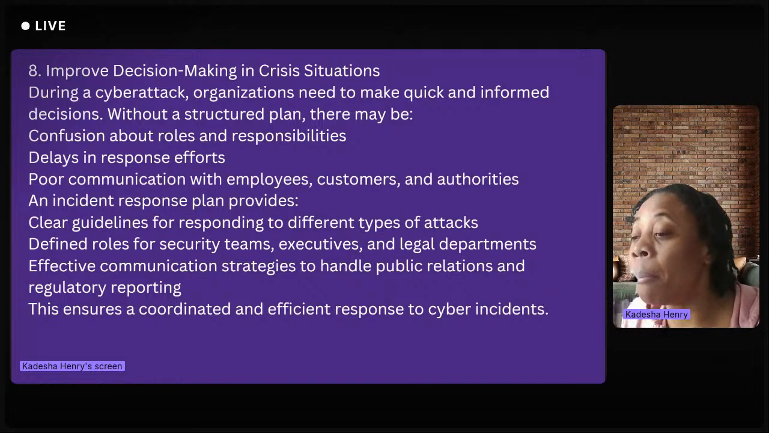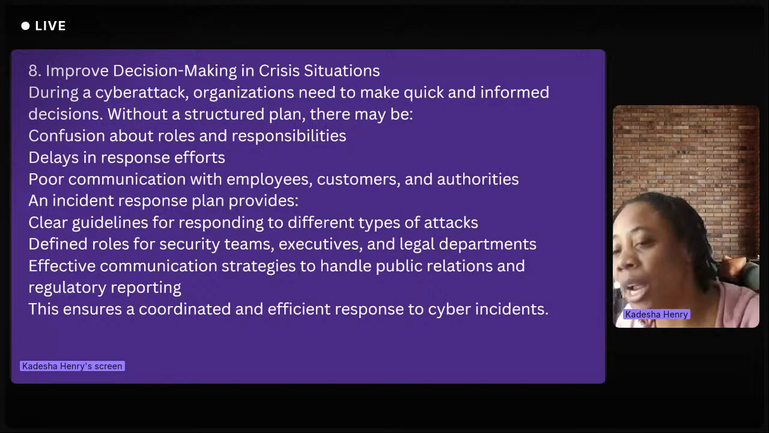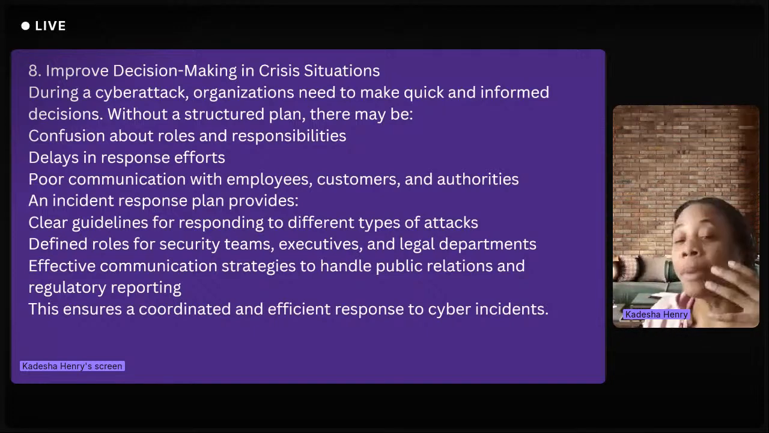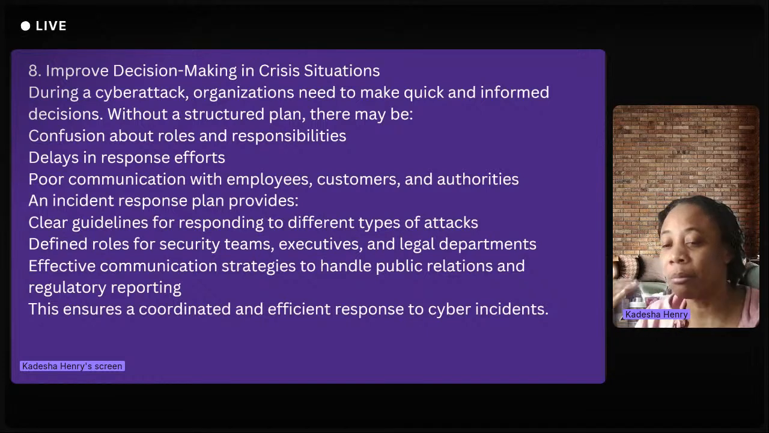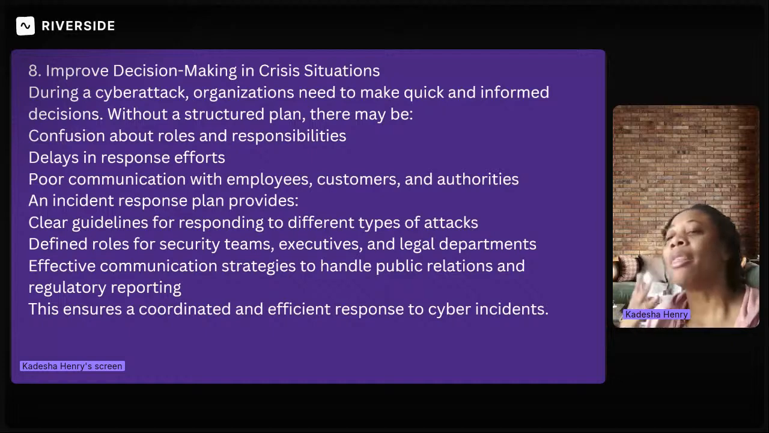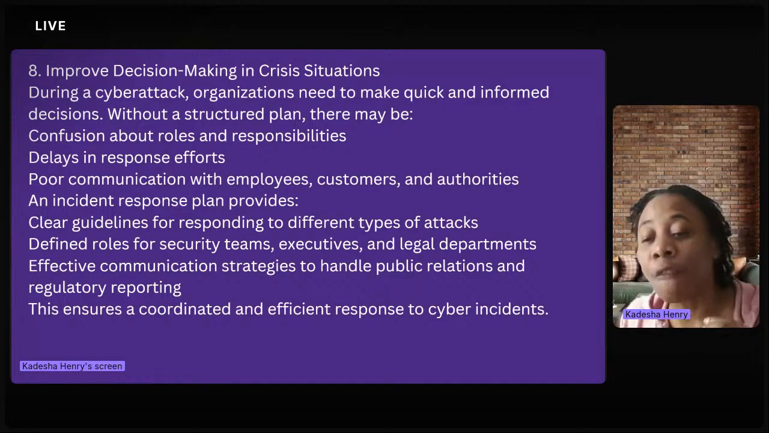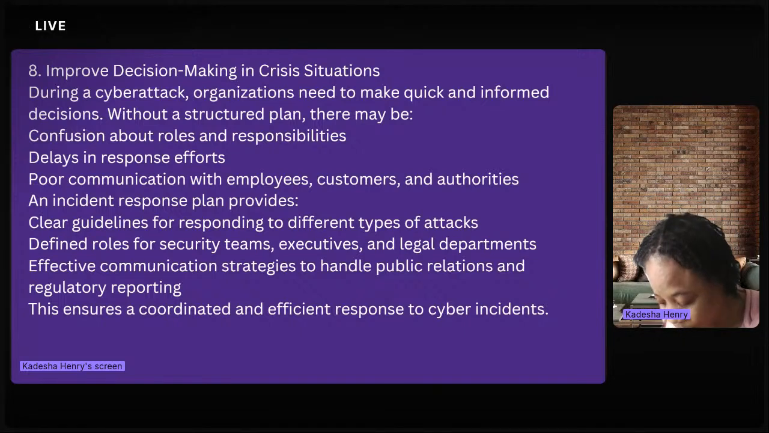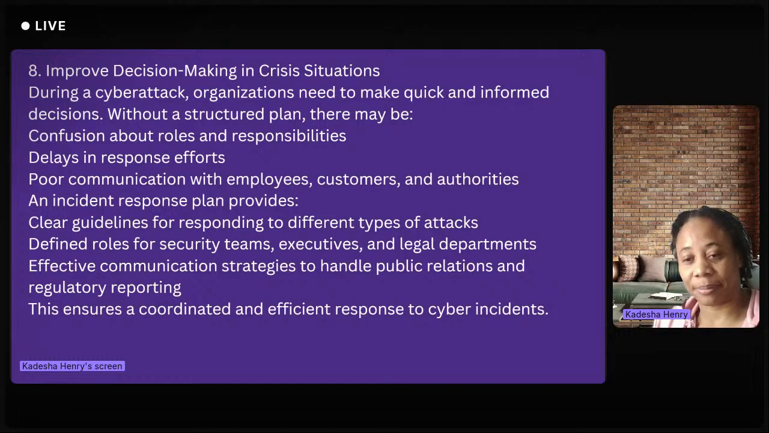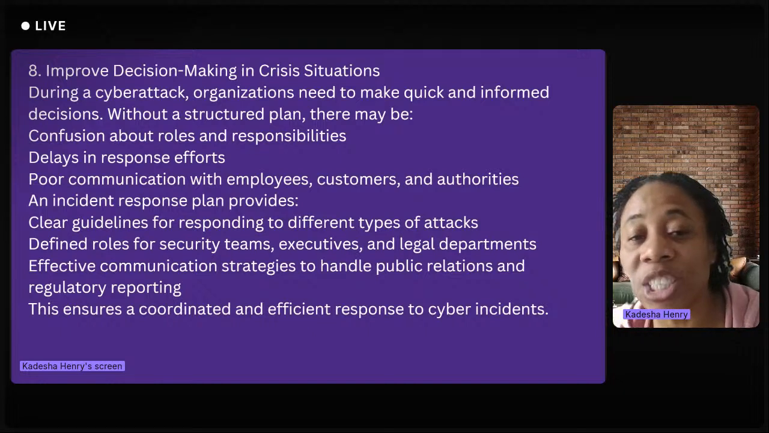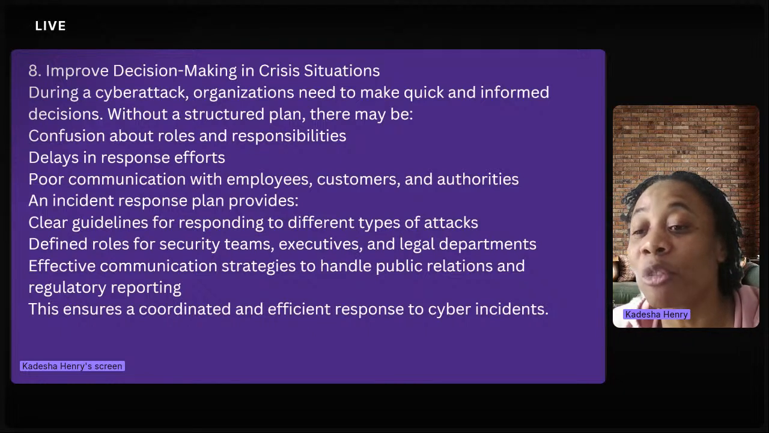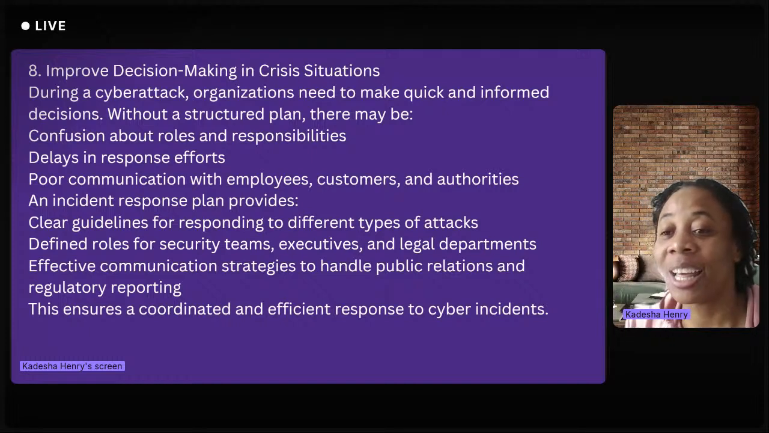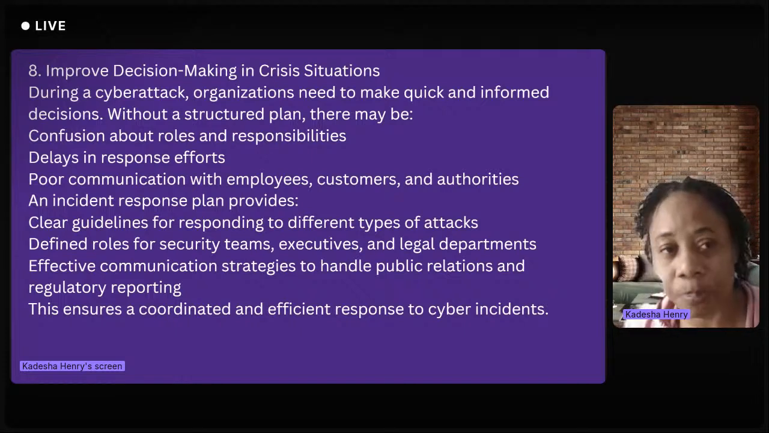Should there be a malware? Should there be a ransomware? Should there be this problem? Should there be a breach? What is the plan that is in place that you will follow that will help you to make quick, informed decisions for the well-being of the organization? What is it? So improve decision making in time of crisis, in crisis situations. That is the reason we need the incident response plan.